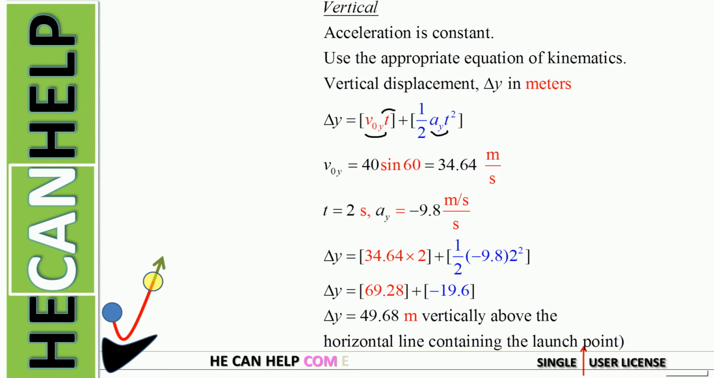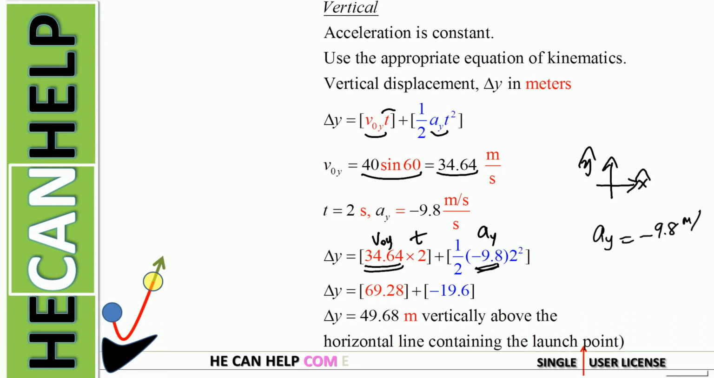Initial velocity along the vertical is 40 sine 60, and that is 34.64. V initial y times time, which is 2 seconds, plus 1/2 acceleration along the vertical. Positive y is defined as vertically up, so acceleration due to gravity is pointing down. That's the reason we have negative 9.8 meters per second squared, times time squared. Do the algebra and we get 49.68.